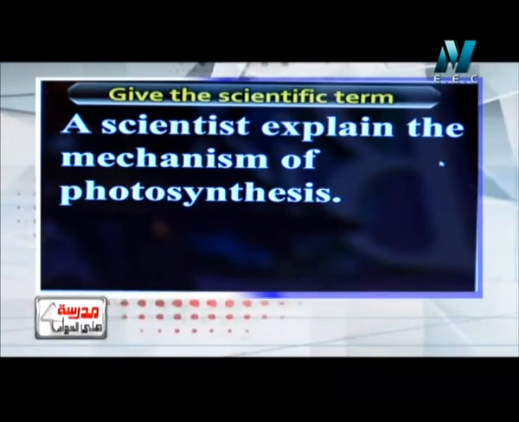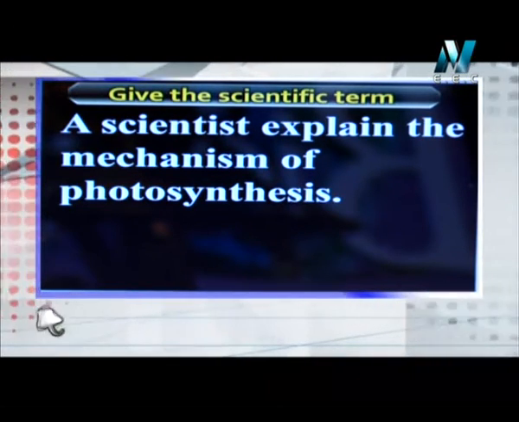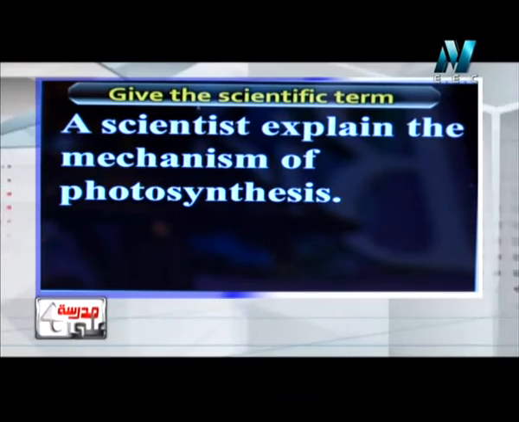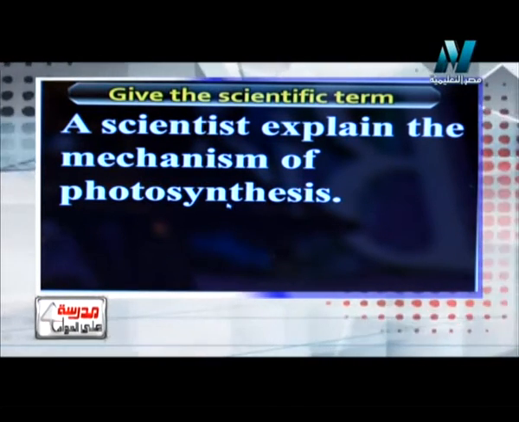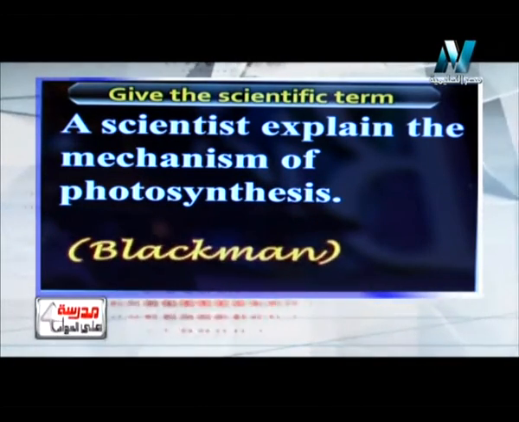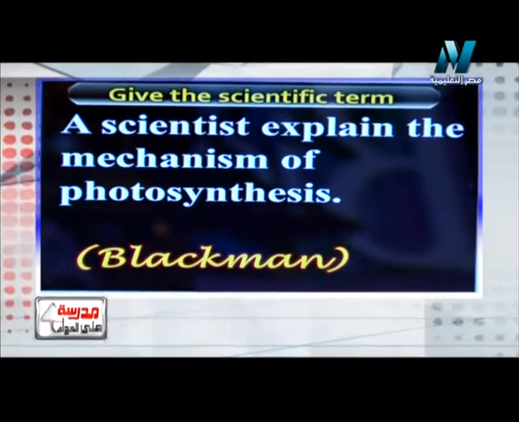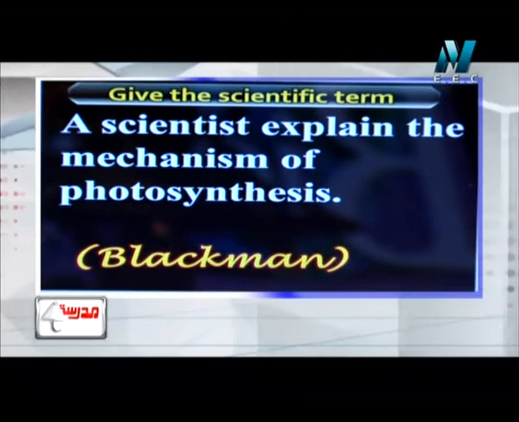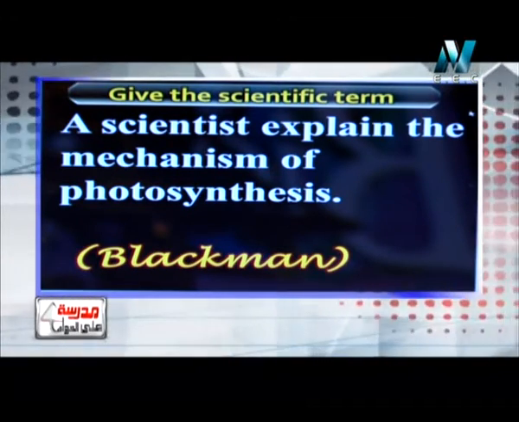A scientist explains the mechanism of photosynthesis. The scientist explains that photosynthesis takes place in two successive steps, the light reaction and the dark reaction. The first is the light reaction, and the second is the dark reaction.